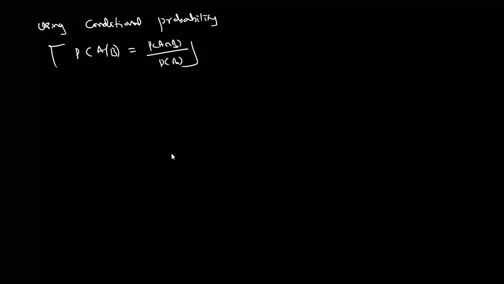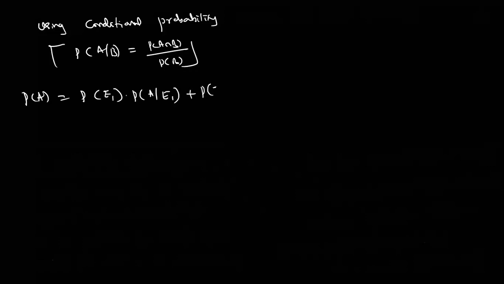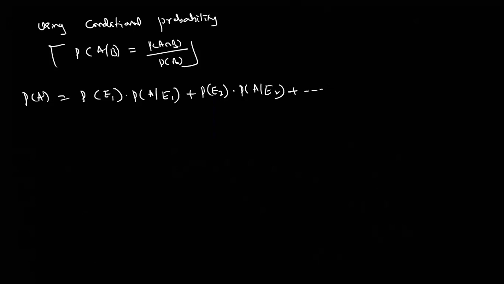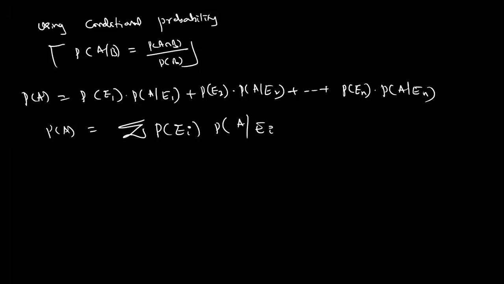What the result is coming, see, once again. P of A is equal to P of E1 intersection P of A by E1 plus P of E2 into P of A by E2. Why? P of A intersection E2, like that and so on, P of En into P of A by En. So this is called as, what is that, anyone? Summation from 1 to n, yeah, that's good. So this is called as total probability theorem.